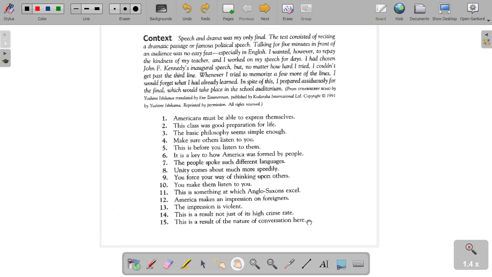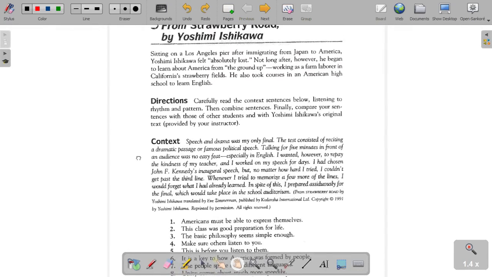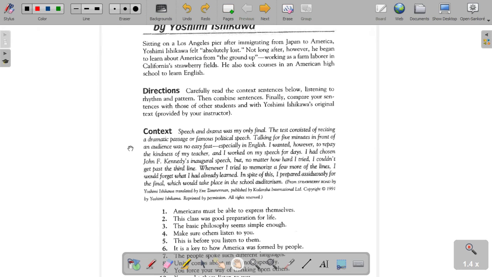Strawberry Road by Yoshimi Ishikawa is an actual story. And if we read up at the top, it tells us a little bit about the background. Oh, sorry. We're on the lesson that I gave you today. Do you remember where you put that one? It should be at the very beginning of what I gave you. Here, I'll help you. It's after critical thinking. Is it in that binder maybe? Oh, did I not give it to you? Oh yeah, I have an extra copy.